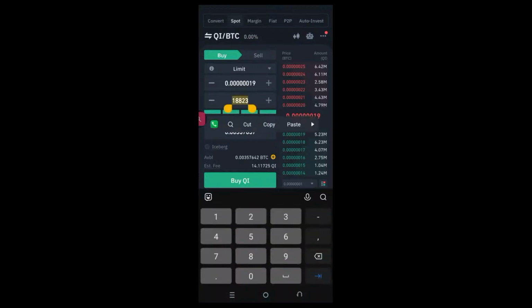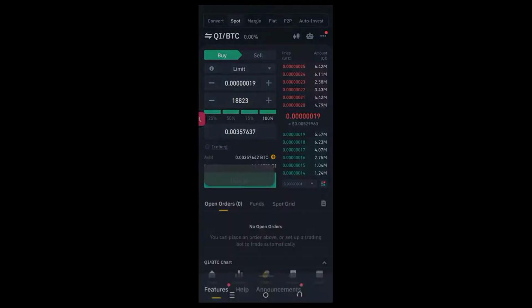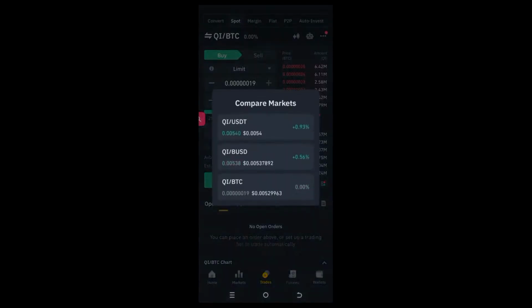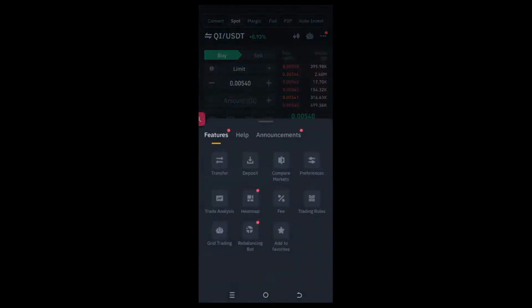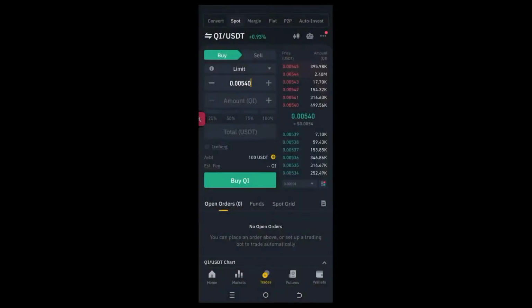Let's copy that, then go to compare markets and click on the USDT. If I try to sell, what would I get? Let's see what profit I make. Okay, same amount, 1.6%. That's $1.64. So let's just go with this, right? Let's go back and see whether, if we buy QI BTC, we will be able to make this. Let's go ahead and try it out.